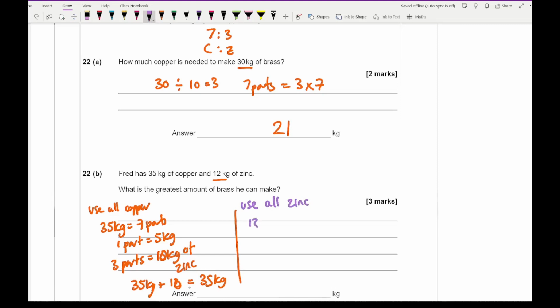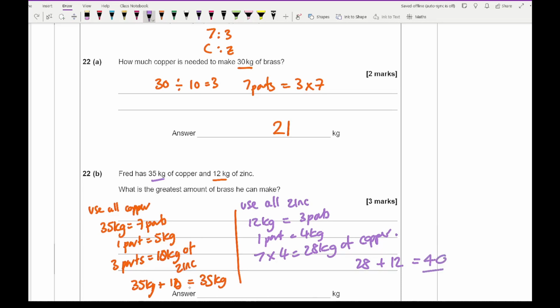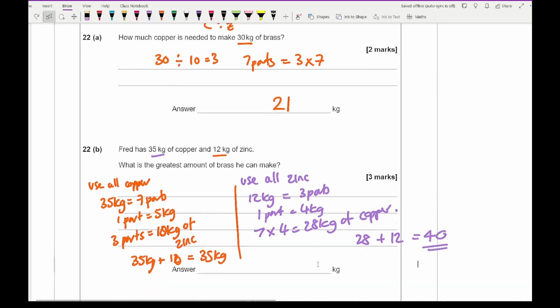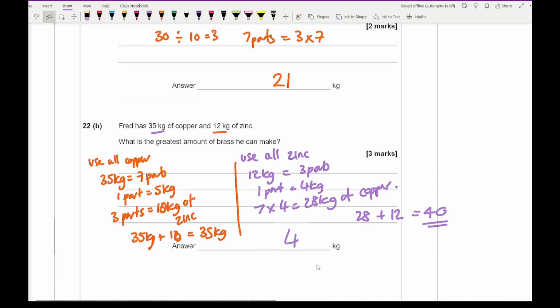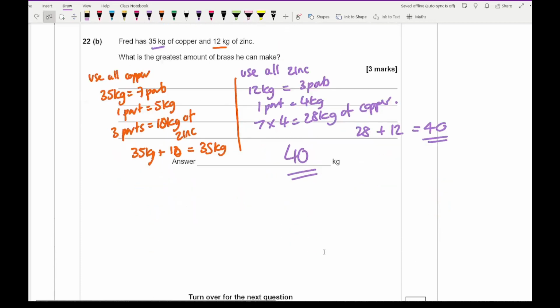Then what I've got is 12 kgs equals 3 parts. So 1 part equals 4 kilograms. And if copper is 7 parts, then 7 times 4 is 28 kilos of copper, which is absolutely fine because I've got 35. So then 28 plus 12 equals 40. So the maximum amount of brass I can make is going to be 40 kgs.